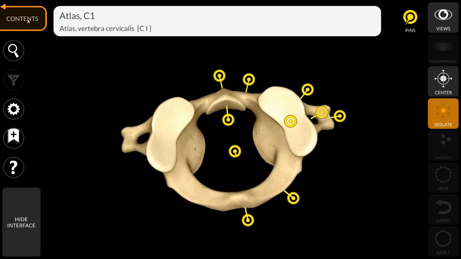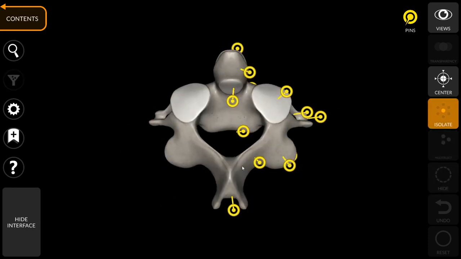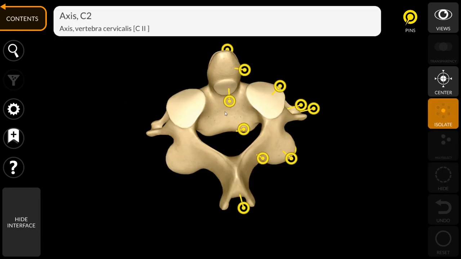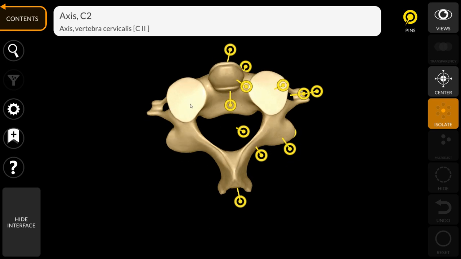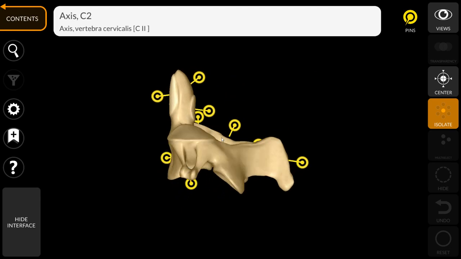Now we talk about C2. So this is C2. I think C2 is very easy to understand, because its structures are almost similar to the rest of the typical cervical vertebrae. It has a small body, an oval-shaped vertebral foramen, a bifid spinous process, and the transverse process consists of transverse foramina. The superior articular facet faces posteriorly and superiorly, whereas the inferior articular facet faces anteriorly and inferiorly.